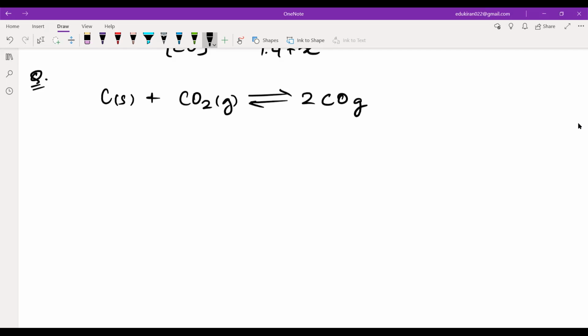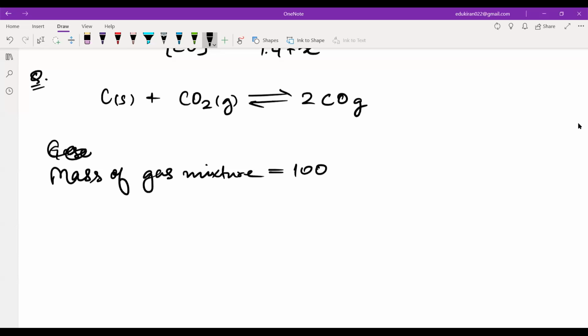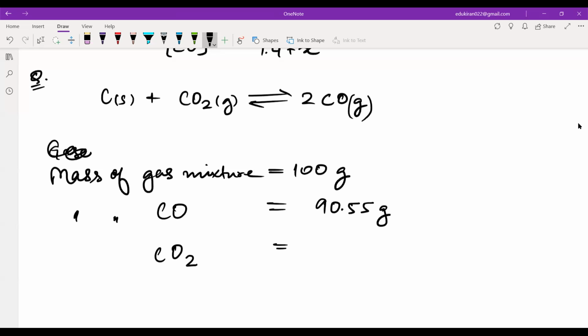Okay, fine. So they are saying the gaseous mixture, mass of gas mixture, it is equal to how much? Let us say 100 grams. Now from here I can say the mass of carbon monoxide is equal to how much? 90.55 grams. Okay. Now from here also I can say mass of carbon dioxide will be equal to how much? 100 minus 90.55. This will be 9.45 grams. Okay. Till here everything is fine.